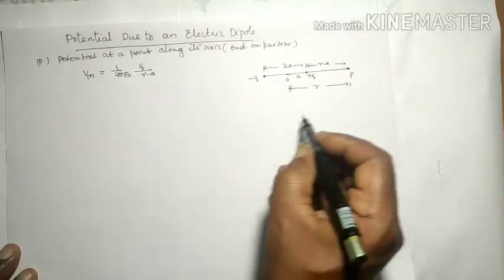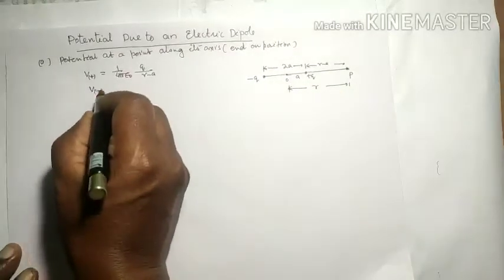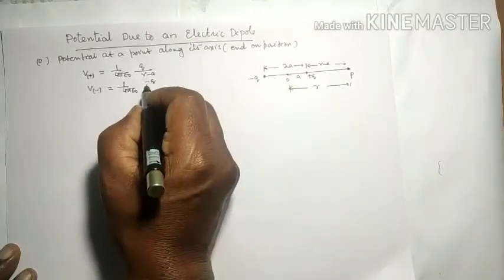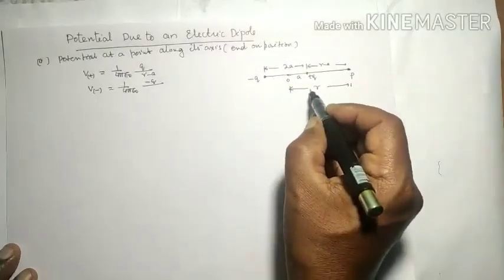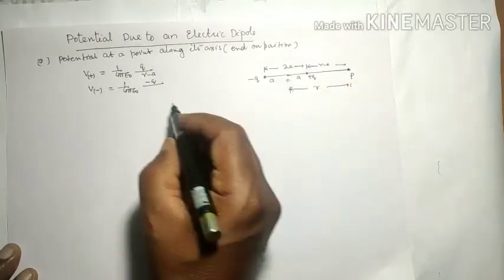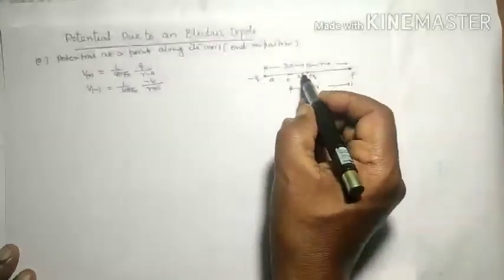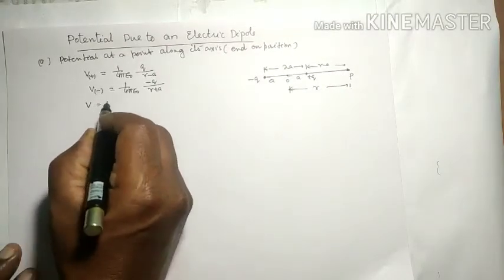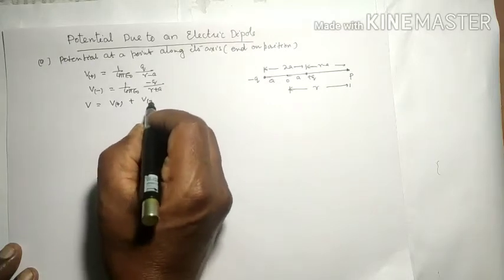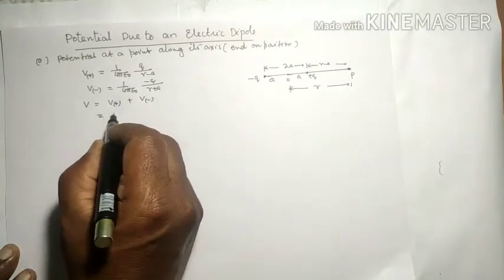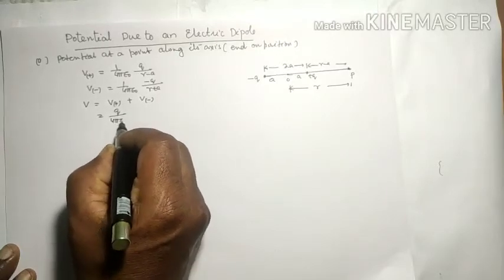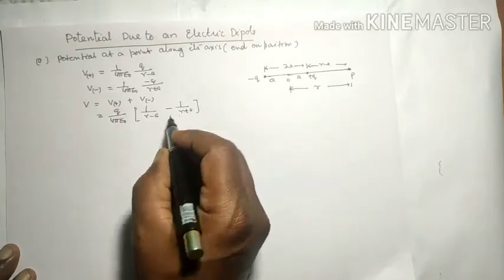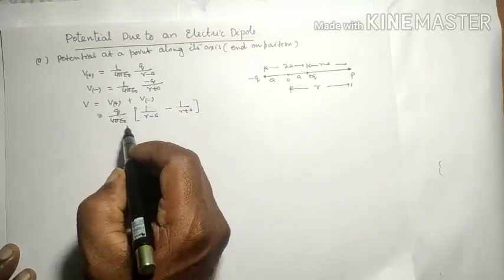So V plus, the potential at P due to charge plus q, is equal to 1 by 4 pi epsilon 0 into q by r minus a. Potential at P due to charge minus q, that is V minus, is equal to 1 by 4 pi epsilon 0 into minus q by r plus a, since the distance of P from minus q is r plus a. So now the potential at P is given by V equal to V plus plus V minus, and this is equal to q by 4 pi epsilon 0 into 1 by r minus a minus 1 by r plus a.